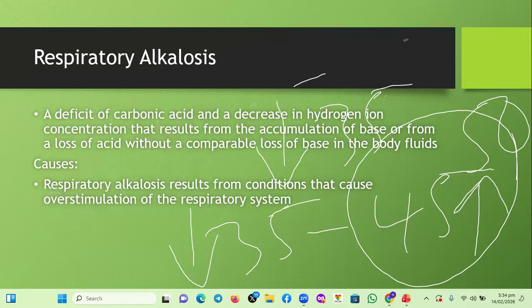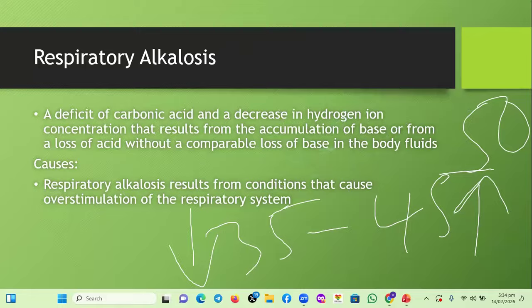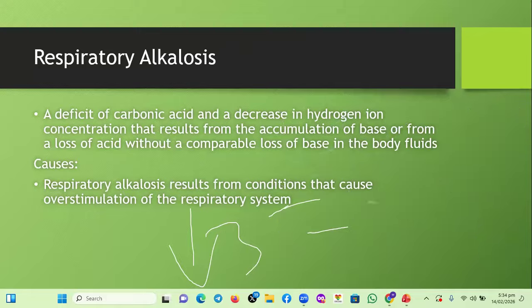When we start the interpretation, you will get the understanding from there. But I just want you to put this one at the back of your mind. And so respiratory alkalosis is where you have a deficit of carbonic acid, which is carbon dioxide, and then a decrease in what we call hydrogen ion concentration in the blood as a result of accumulation of base or from loss of acid without comparable loss of a base in the body.